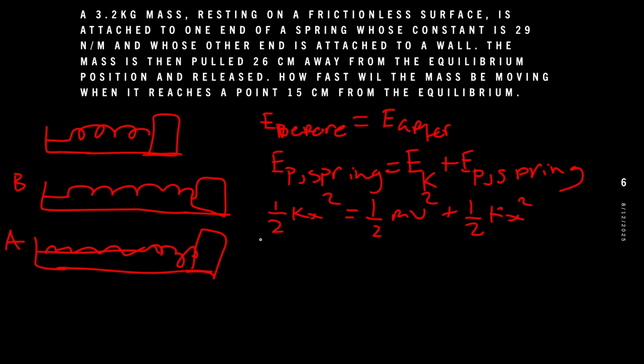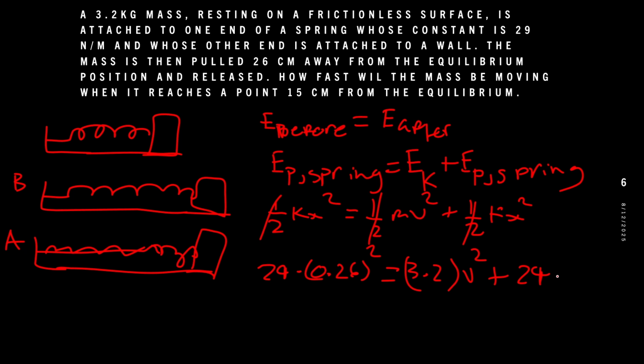Here we could cancel out the 1 over 2's, and then our constant is 29 times 0.26 squared. Our mass is 3.2 times the velocity squared plus 29 times 0.15 squared. If we solve that, we get V equals 0.64 meters per second.